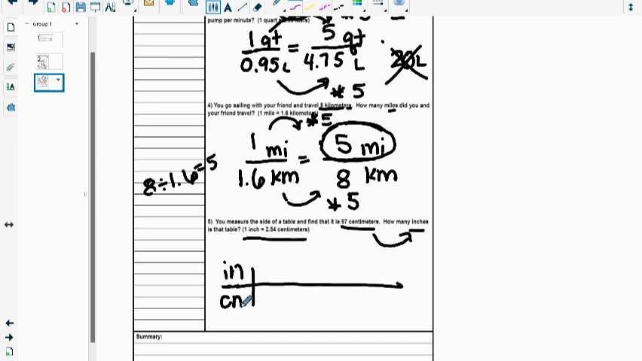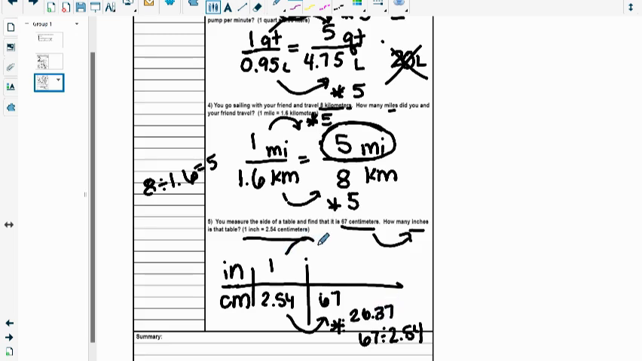Inches, centimeters. 1 inch is 2.54 centimeters. We want to get to 67 centimeters. This is not a fact that I know off the top of my head. The number is getting larger, so I'm multiplying. In my calculator, I'm going to take 67 divided by 2.54 to see what we are multiplying by. 67 divided by 2.54. And we're just going to keep 2 decimal places, so 26.37.